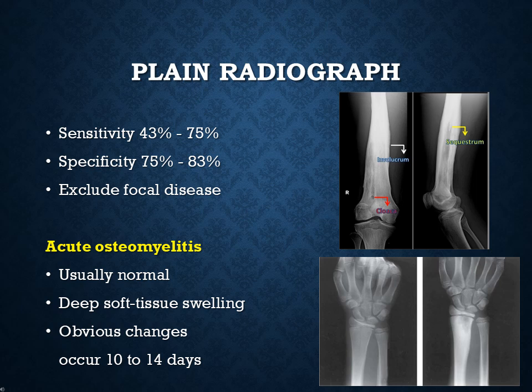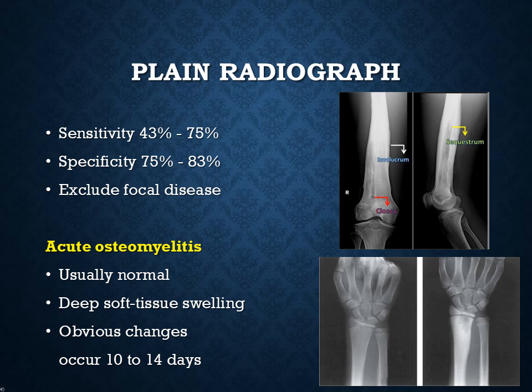In acute osteomyelitis, plain radiographs are often normal in the first 7 to 10 days of infection. The earliest radiographic finding may be deep soft tissue swelling adjacent to the affected bone. As the disease progresses, definite bony changes begin to appear, usually 10 to 14 days after onset. These changes include periosteal reaction, cortical bone destruction, osteolytic lesions, and loss of normal trabecular pattern.